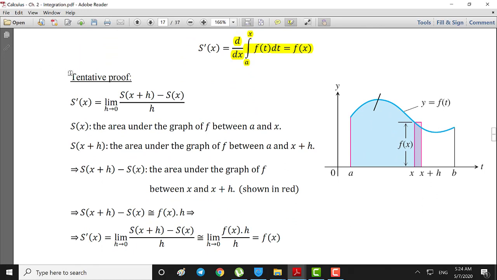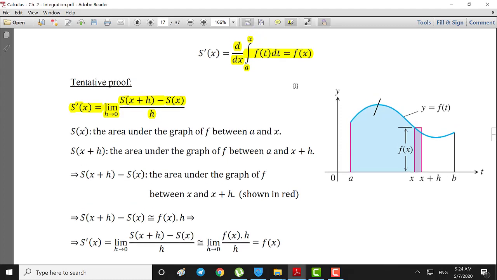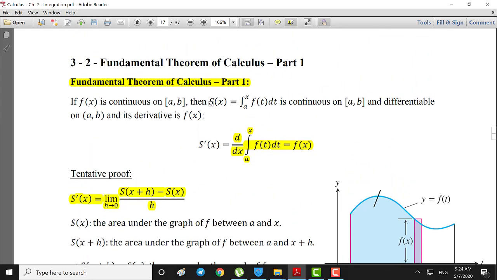Look, we start with the definition of the derivative for the function s. We know that s prime of x is equal to the limit of s of x plus h minus s of x over h when h goes to 0. Now, let's look at the function s. According to the definition that we have for s, it is the integration from a to x of f.